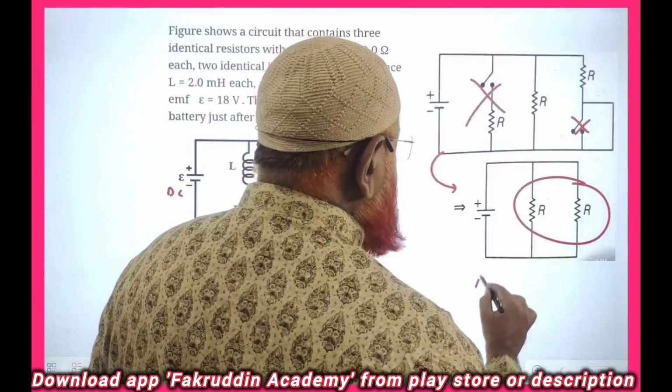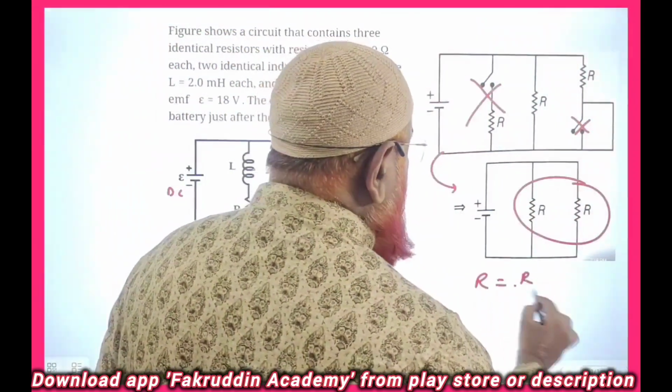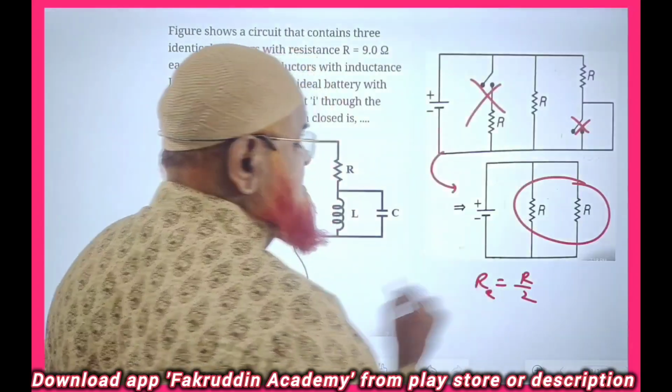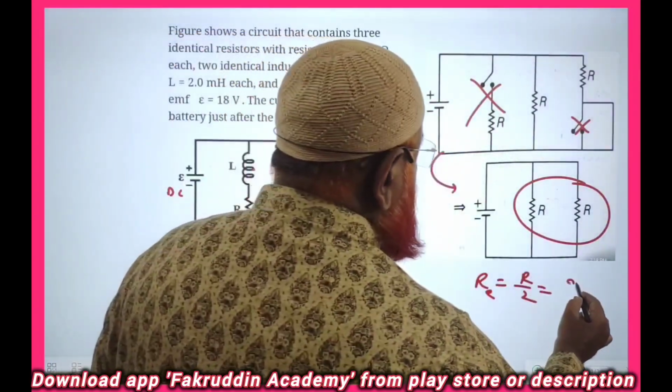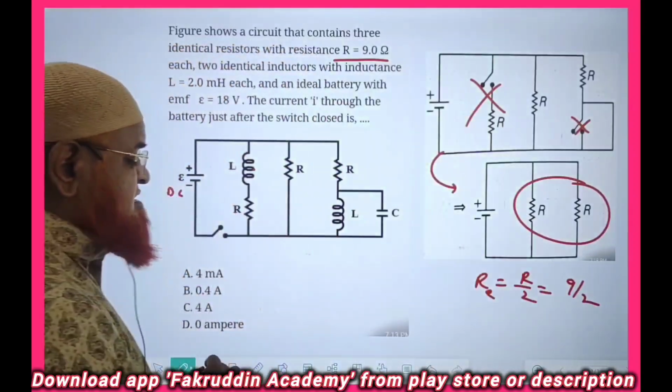The resultant resistance is going to be R by 2 because they are in parallel. Effective resistance is R by 2. And what is R here? R is given as 9. So your answer is 9 by 2. The effective resistance is 9 by 2.